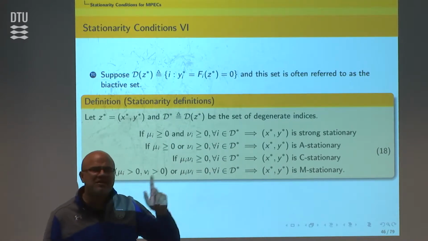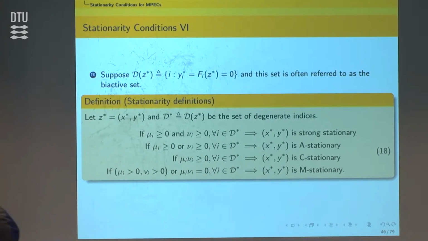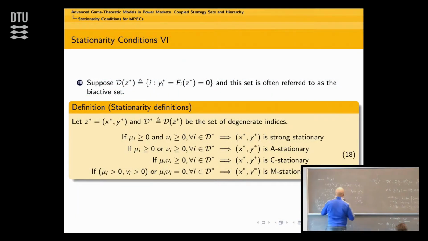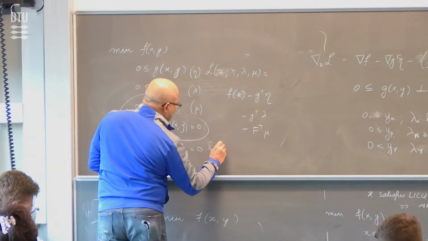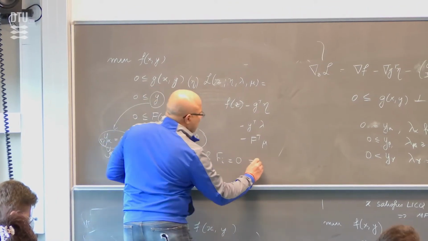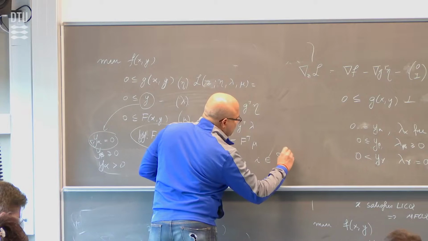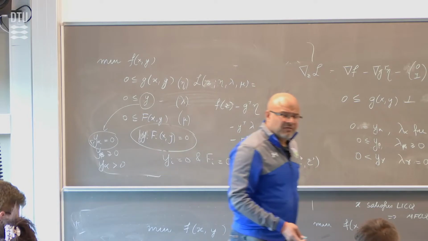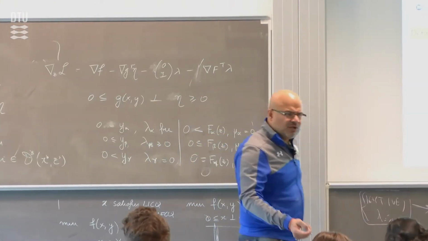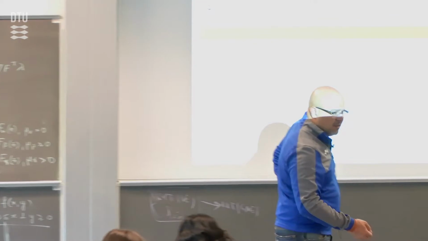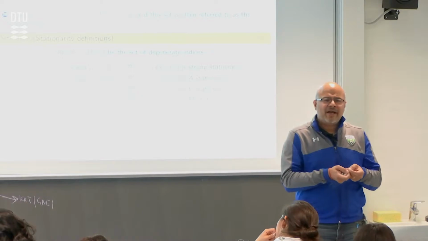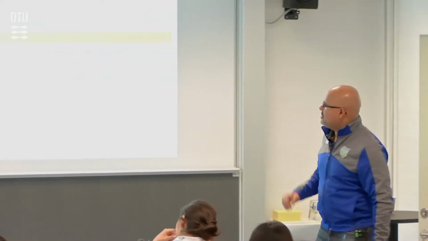So what is a degenerate index? You may want to just remember this. A degenerate index is one where both y i and f i are 0. So if y i is equal to 0 and f i is equal to 0, it implies that i lies in the set D star. If you have a point given to you, here's x star, y star, you can check what the degenerate indices are just by comparing. Check the y i's, check the f i's. If they're both 0, that's a degenerate index.